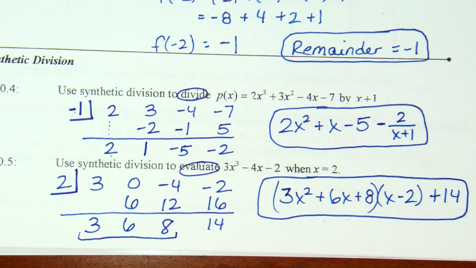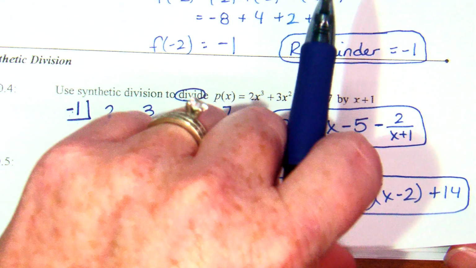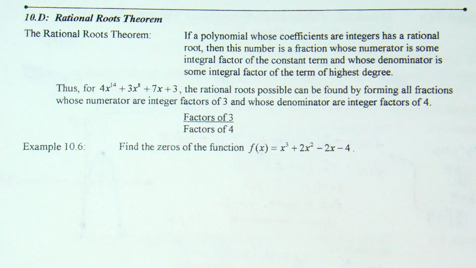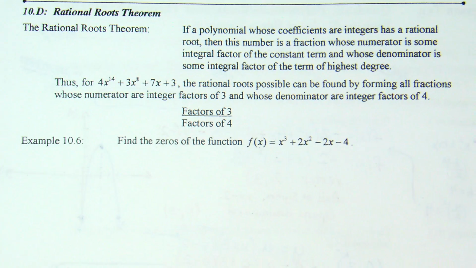Okay, rational roots, PRRs. If a polynomial whose coefficients are integers has a rational root, then this number can be found. It's a fraction whose numerator is some factor of the constant over the denominator, some factor of the highest degree term. So for this example, we would do factors of 3 over factors of 4. Remember, you're pairing them all up to figure out your possible PRRs.